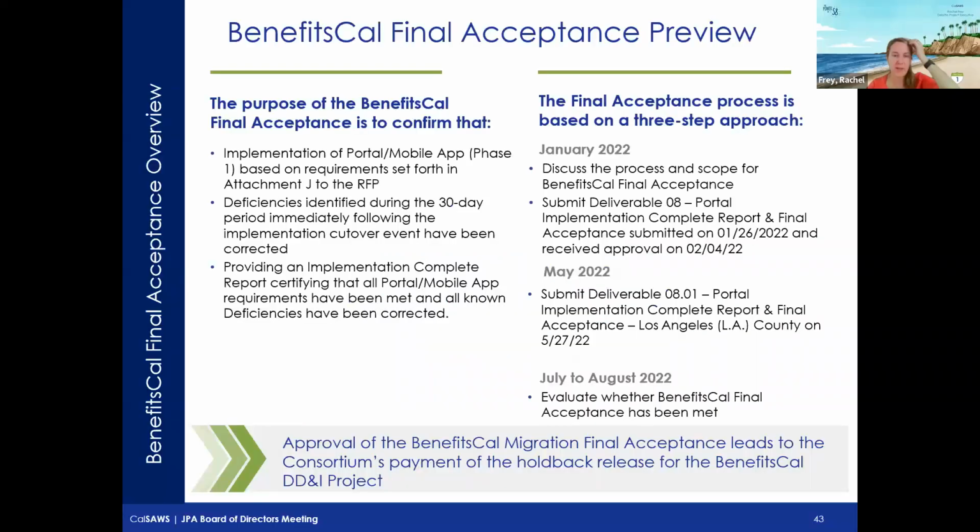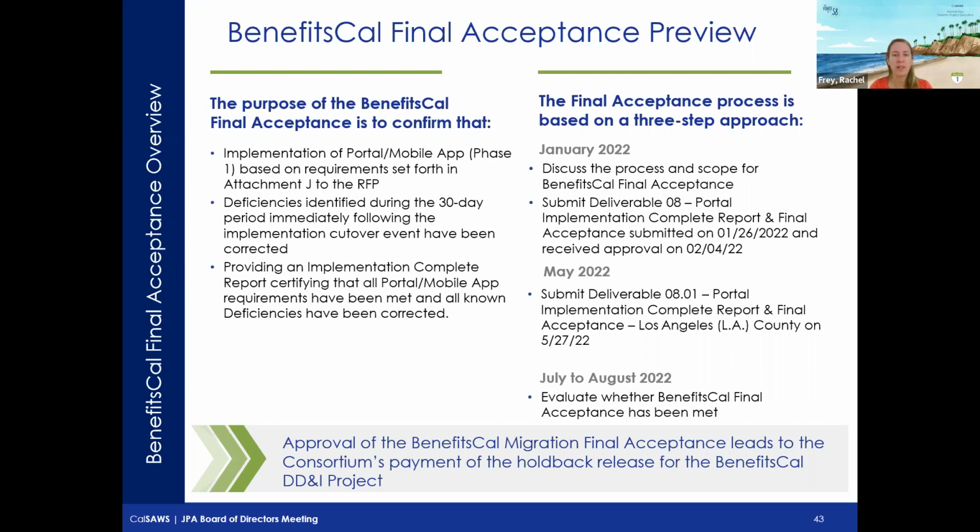Perfect. Thanks, Michael. So owner and I are going to take this next portion of the agenda. Just to orient folks, at the conclusion of any of the DD&I efforts, there is a final acceptance that takes place based off a number of criteria. What the final acceptance does is allow for the release of the holdback payment. Throughout the Benefits Cal project, a portion of that payment was held back until the final acceptance is actually received.